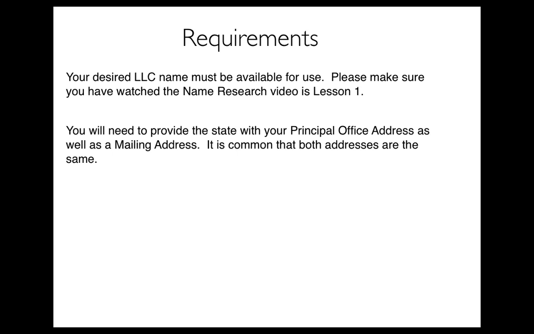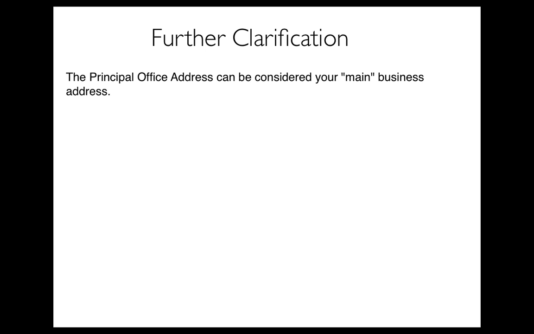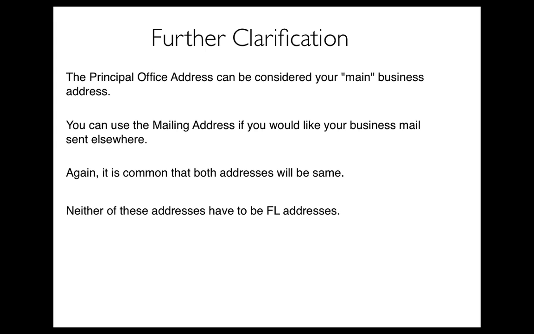You will need to provide the state with your principal office address as well as a mailing address. It is common that both addresses are the same. You are not allowed to use a P.O. box for your principal office address, but you can use a P.O. box for your mailing address. The principal office address can be considered your main business address. You can use the mailing address if you would like your business mail sent elsewhere. Again, it is common that both addresses will be the same. Neither of these addresses have to be Florida addresses.